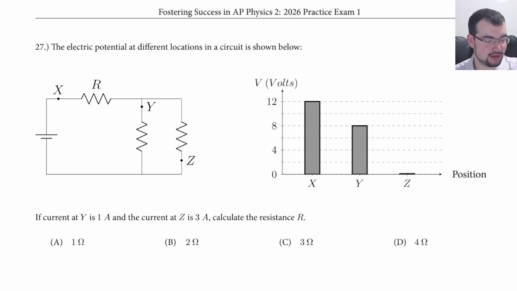So we have plotted the electric potential at various points in this circuit. So we've given that at point X, the potential is equal to 12 volts. At position Y, the potential is equal to 8 volts. And at position Z, the potential is equal to 0 volts.